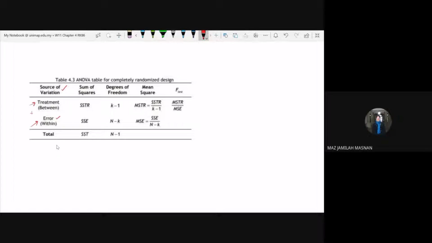And the second column is the sum of squares. If you see SSTR somewhere, what it means is the sum of squares for treatment. TR stands for treatment. What is treatment? Brand A, brand B, brand C. What about error? It comes from within. So this is your error, the sum of squares error, and this comes from within-group variation.